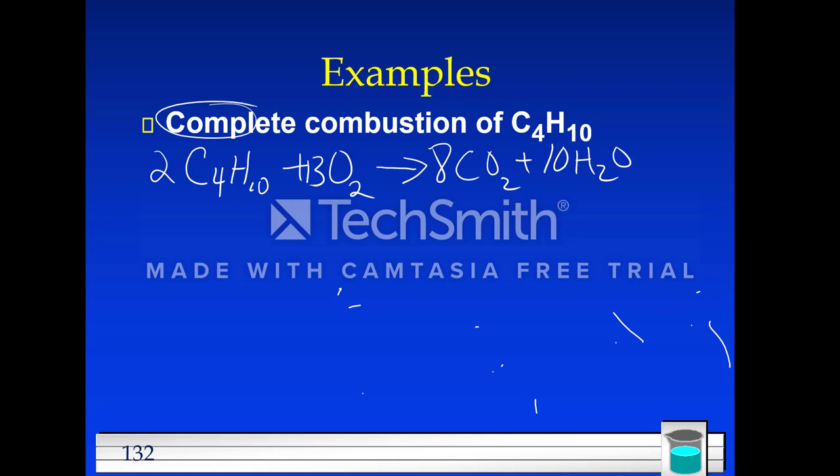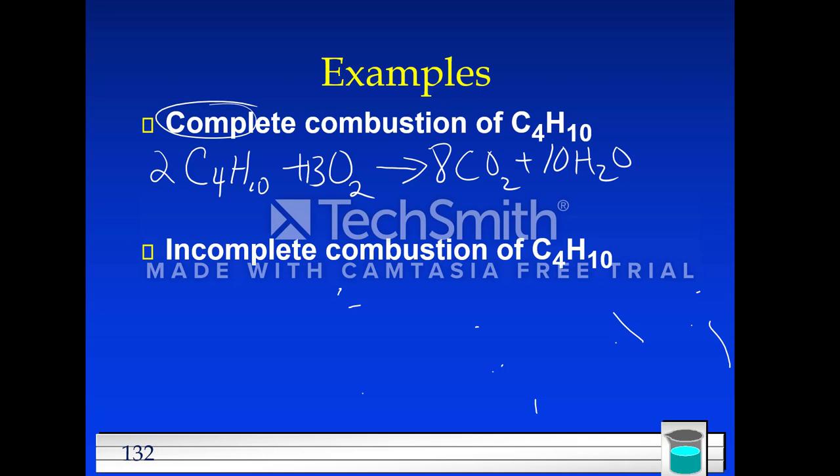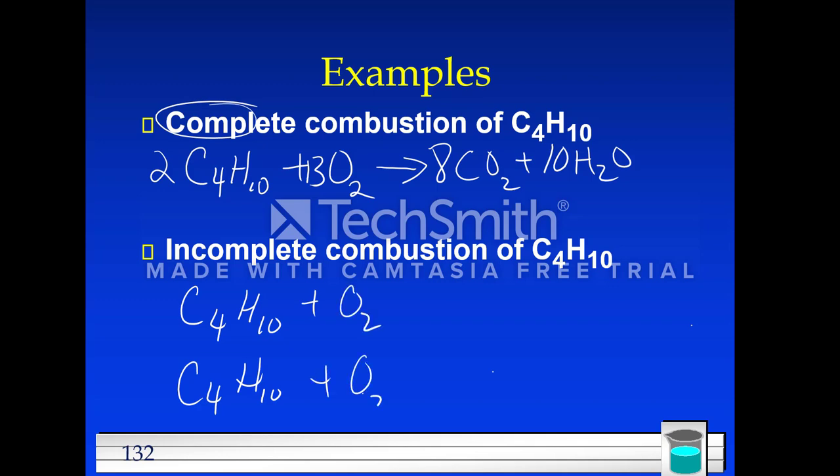That make sense? Okay. What about the incomplete combustion of C4H10? There are 2 possibilities. Both of them start off with C4H10 plus O2. But there are 2 possibilities. I can either make carbon monoxide and water, or I can make carbon and water.